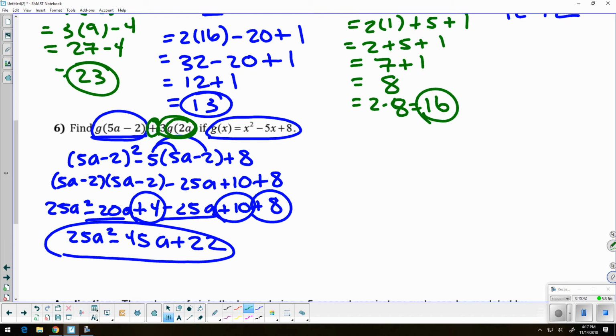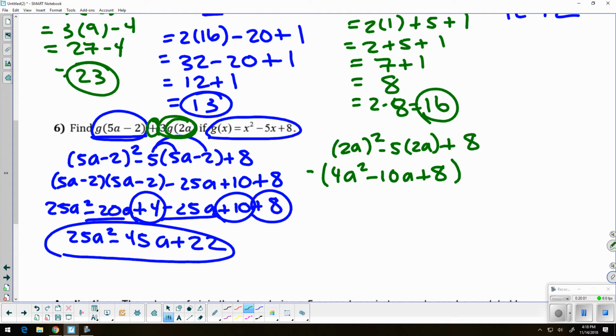So plugging in 2a everywhere you see an x, you would have (2a) squared minus 5 times 2a plus 8, which would be 4a squared minus 10a plus 8. Okay, so I did the 2a part. Now, times all of this by 3. So that would be 12a squared minus 30a plus 24.